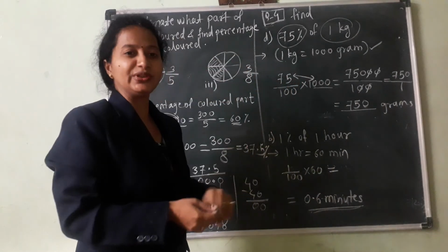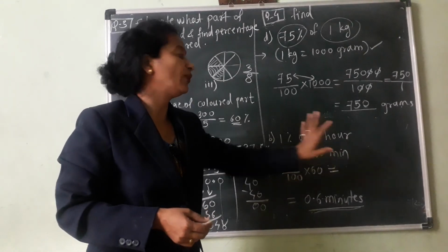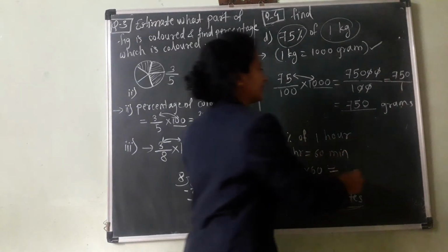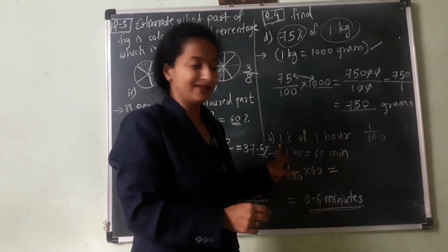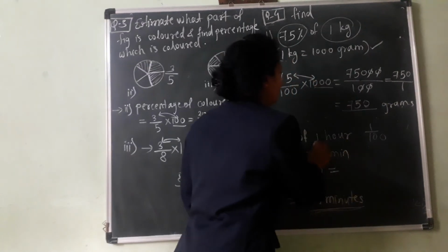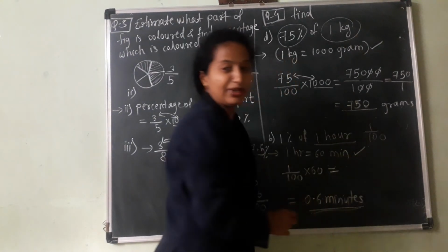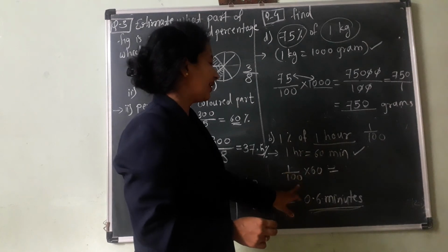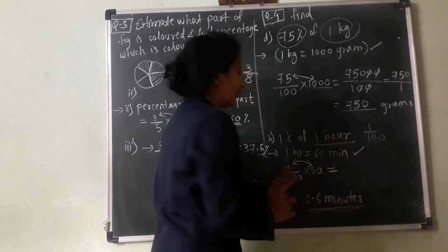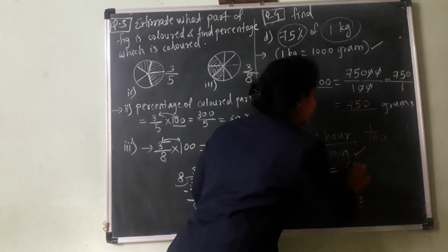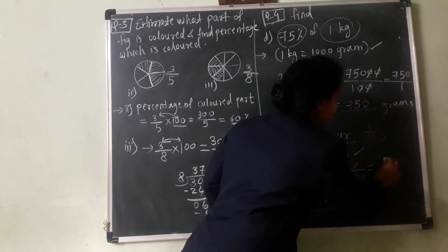One more sum I will show you. B sum, we have to find 1% of 1 hour. So how will we write 1%? Obviously 1% means 1 upon 100 of 1 hour. Now 1 hour means how many minutes? 1 hour means 60 minutes. So 1 upon 100 multiplied by 60. So here 1 multiplied by 60 will be 60 upon 100. Now we can cut the zeros. So what answer did we get here?